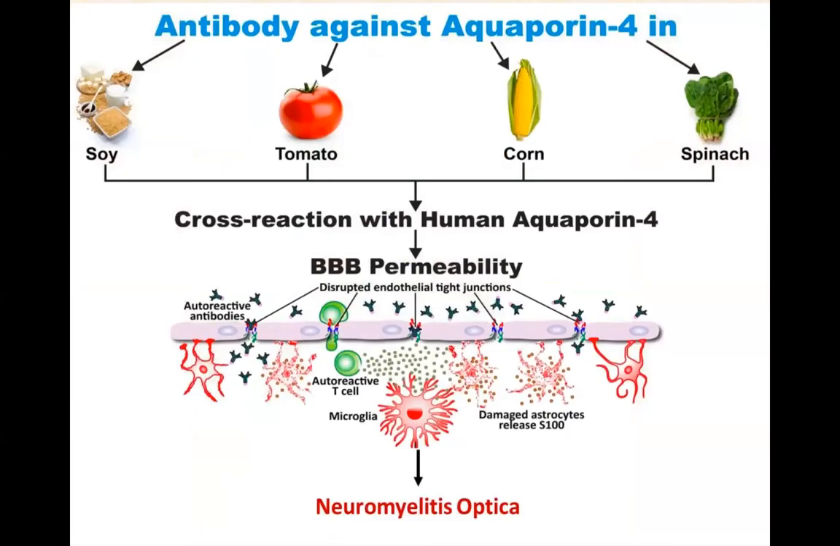Antibodies against aquaporin 4 can cross-react with human aquaporin 4. They can trigger, I call it B4. My new book comes out in a few months. It's called You Can Fix Your Brain. And I'm coining a term, capital B, number 4, B4, a breach of the blood-brain barrier. Because of this kind of stuff, it's so very common.